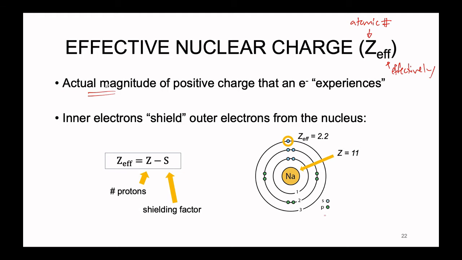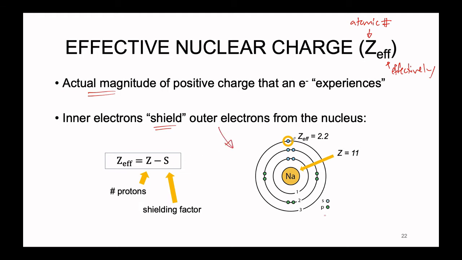Now, the reason why there is some variability, why each electron does not see every single proton inside of the nucleus, is because the inner electrons shield the outer electrons from the nucleus. So we can get an illustration for that, a sense for what this means, if we look at the diagram on the right, and then we're going to turn to our equation on the left.